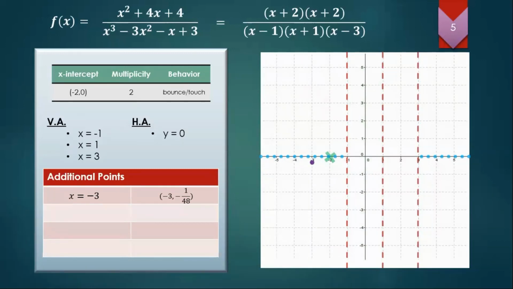Pick numbers that are easy to evaluate. We know that 0 is an easy number to do arithmetic with. So I'm going to pick x equals 0. Plug that in, and I get 4/3. Moving on to the next section, I'm going to pick x equals 2, plug that in, and get out negative 16 over 3. Move on to the final section, going to plug in a 4, and I get 12/5. Plot that point.